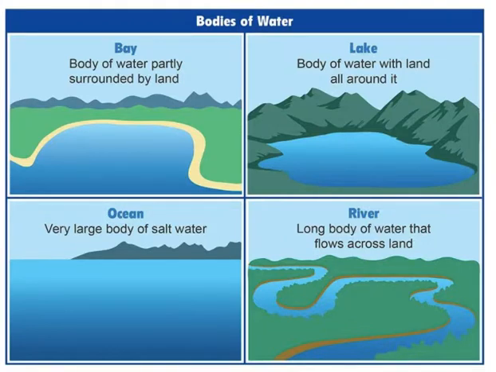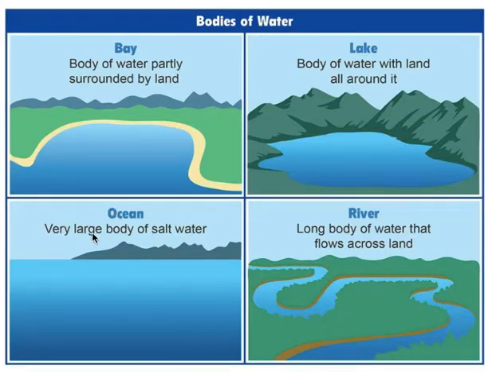So you see 4 bodies of water pictured here. First, you have a bay, an ocean, a lake, and a river. Take a minute and look at these pictures. And which picture looks like it is mostly water? So point to the picture that's mostly water. And if you pointed to the picture of the ocean, you are correct.